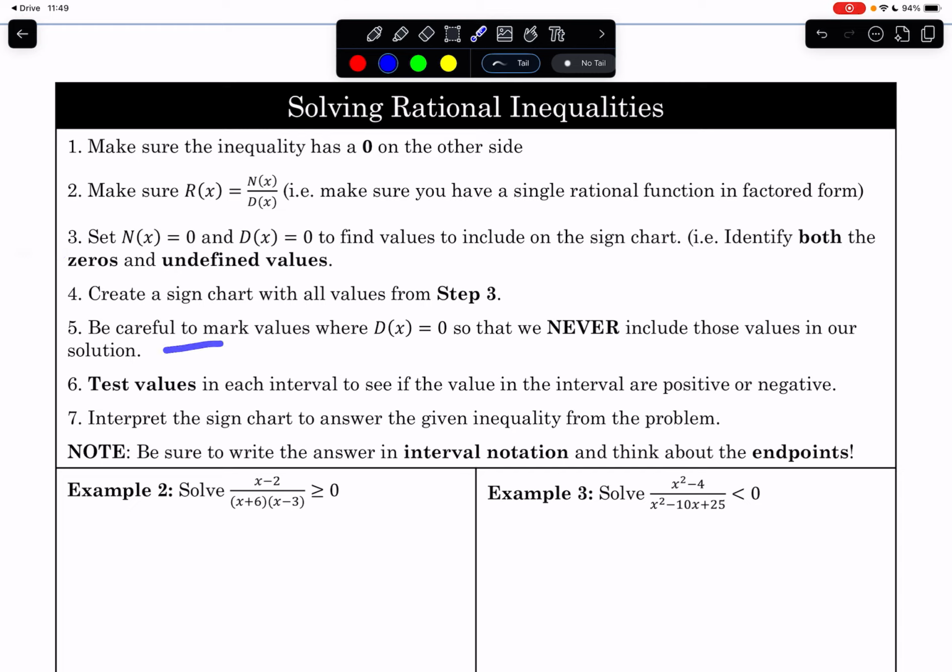Now, be careful to mark the values of d of x so that we never include those values in the solution. So remember, when we have inequalities, we have two options. We can include the zeros because of the equal sign, but because these are the values where the denominator is equal to 0, those numbers get excluded from the domain. So we have to make sure that we never include those values in the intervals.